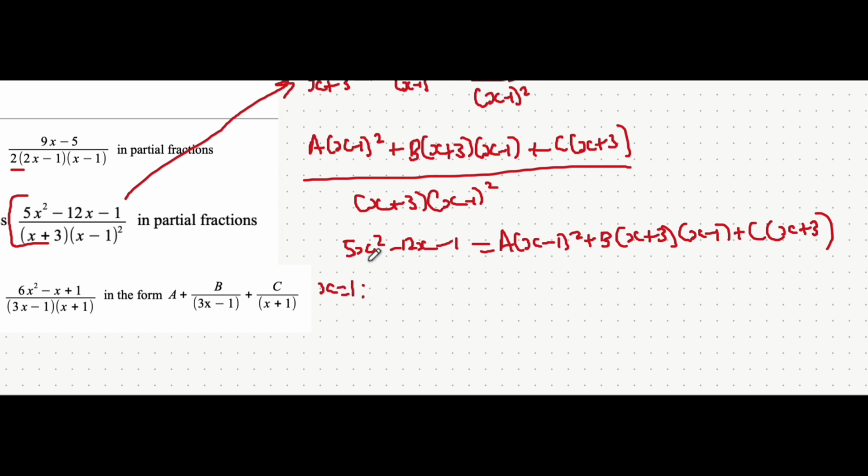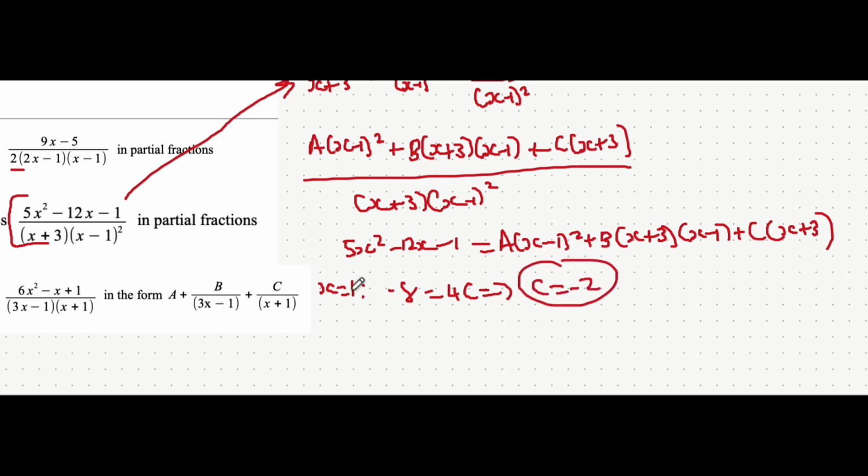When you put x equals 1 into this left-hand side, 5 take away 12 is minus 7. Minus 7 take away 1 is minus 8. Like we mentioned, the a term cancels out. 1 minus 1 is 0, so the b term cancels out. 1 plus 3 is 4, so that's 4c. And from there, we can get that c is equal to minus 2.